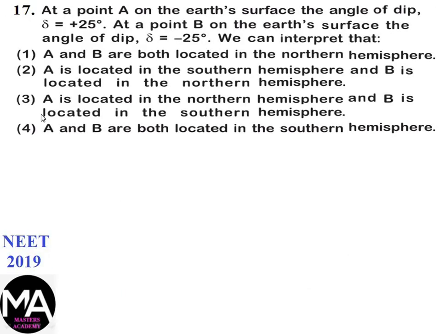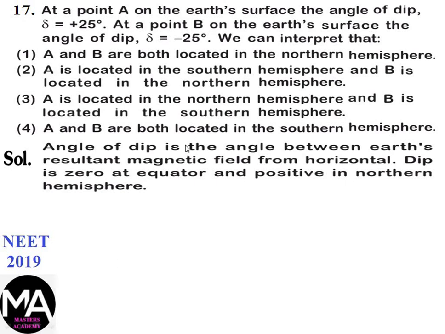Next problem. At a point A on the Earth's surface, the angle of dip is plus 25 degree. At a point B on the Earth's surface, the angle of dip is minus 25 degree. We can interpret that. So, they have given 2 points and it is also from NEET 2019. They have given 2 points A and B. At A, the angle of dip is positive and at B, the angle of dip is negative.